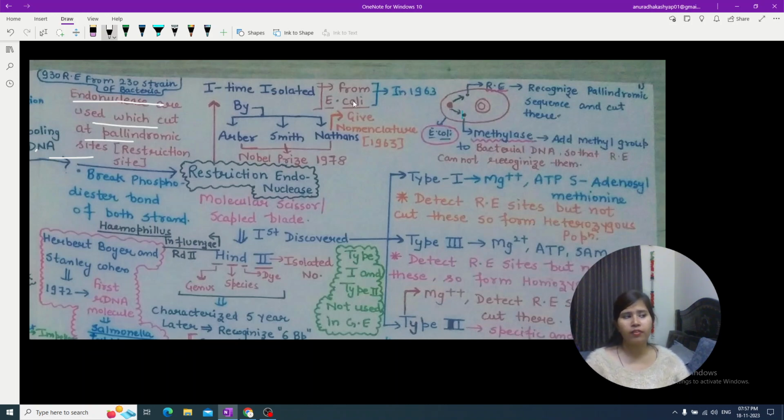First of all, they were discovered in E. coli as a defense mechanism, as I already told you. Two enzymes are produced. One is restriction endonuclease. The second one is methylase. Methylase adds a methyl group to the bacterial DNA, so that restriction endonuclease cannot recognize it.